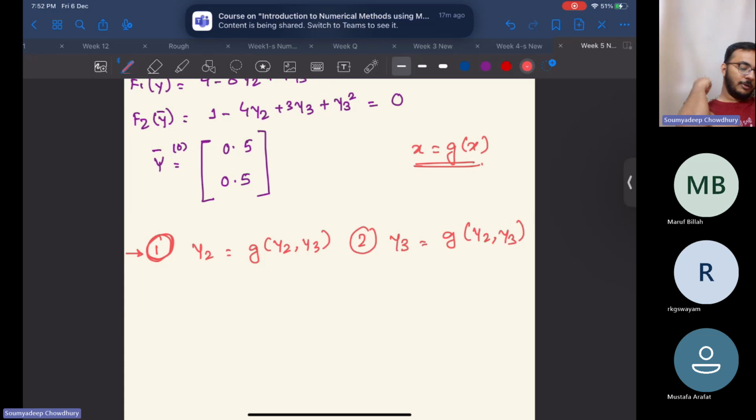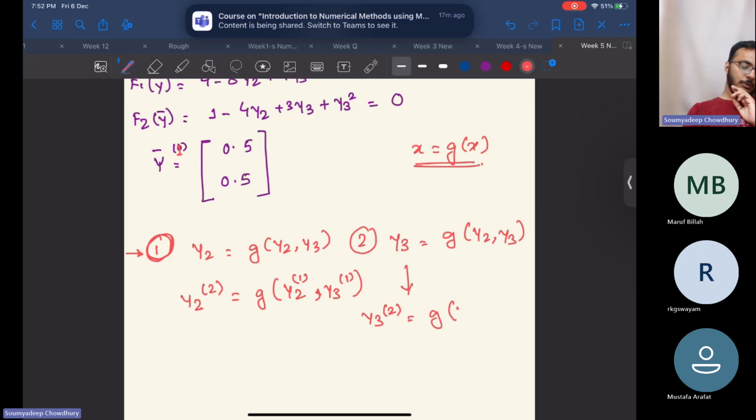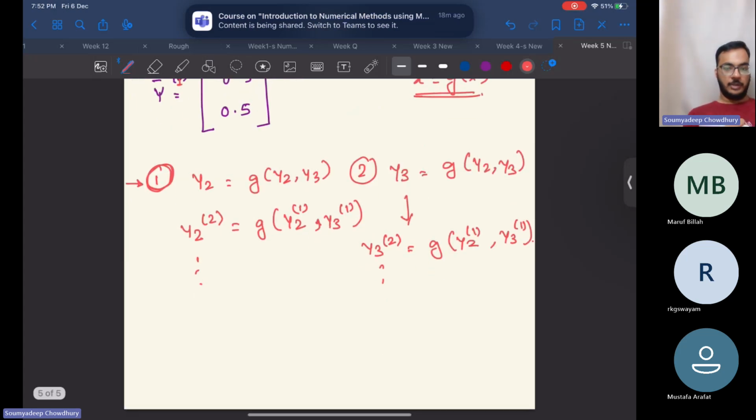Then we will carry on our process. The initial y of 1 is given to you. From the first equation we will find y2 of 2, and from the second equation we'll find y3 of 2 equal to g of y2 of 1, y3 of 1, and this will continue until it converges. y2 of 3 will be g of y2 of 2, y3 of 2. Like this we have to continue.